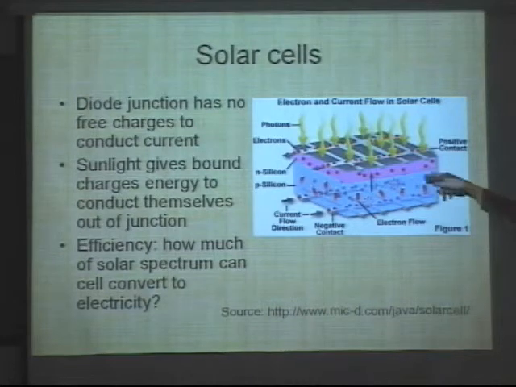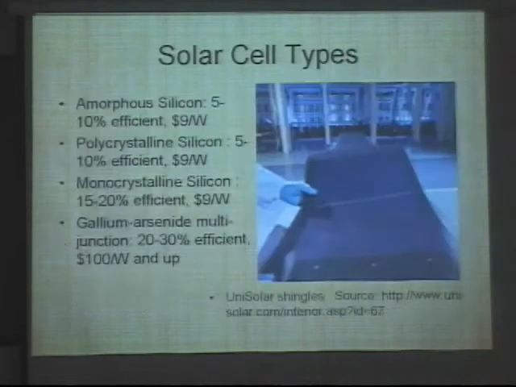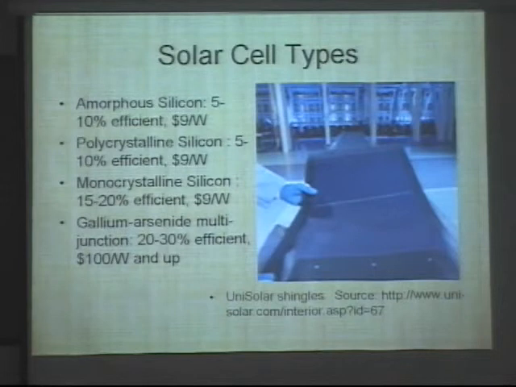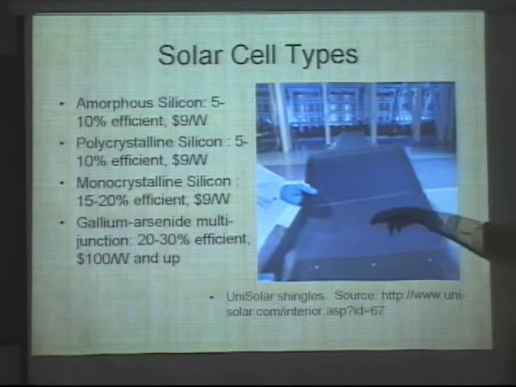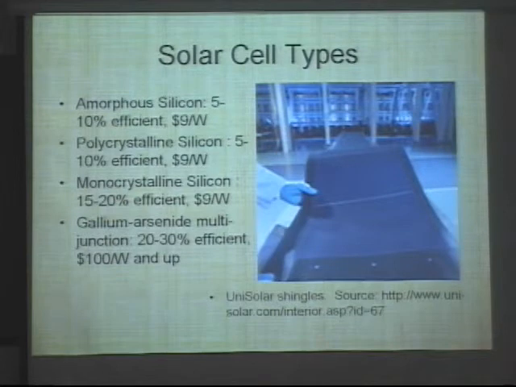What is the energy in that bond that I'm going to break? Solar cells that you can buy include amorphous silicon. This is amorphous. This is unit shingle. Looks like it's for putting on a roof. It looks and feels like asphalt tile, asphalt shingle. But it's actually solar stuff.